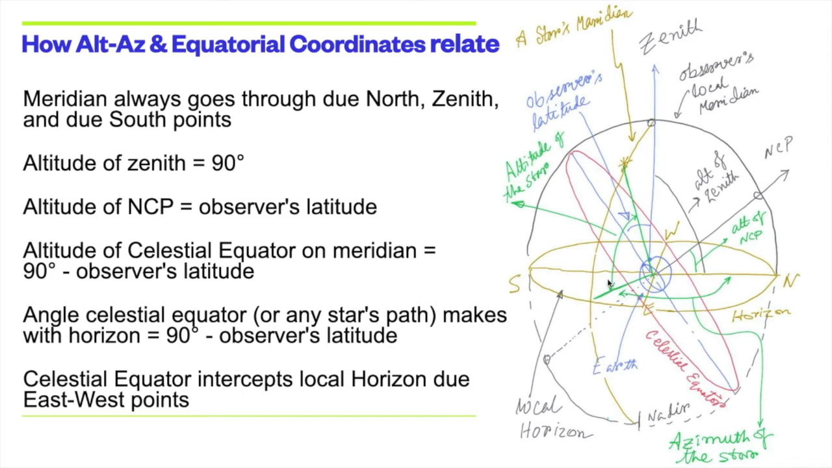And altitude of the star is pretty easy. All the observer has to do is to measure the angle starting from his or her horizon and going along the meridian up to the star.